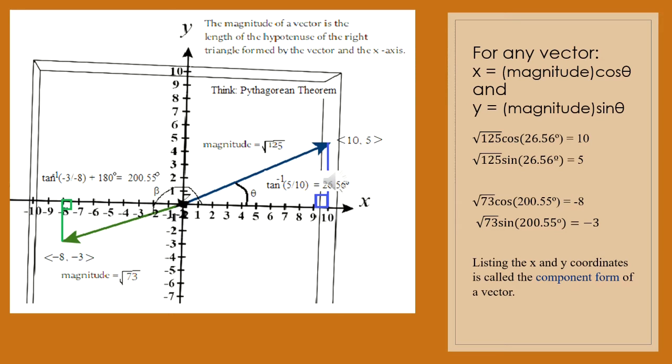By the way, when you list the x and y coordinates of your terminal point, that is called the component form of the vector. That is assuming that the initial point is the origin. If your initial point is not the origin, you're going to need to just explain that in words or draw a diagram showing that your vector starts and stops at other positions besides the origin.